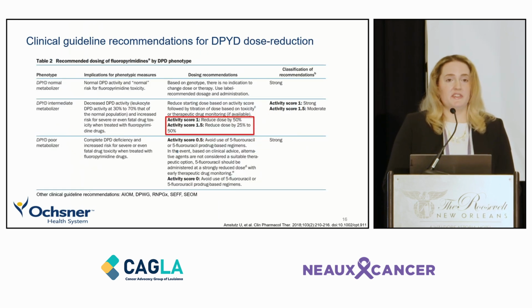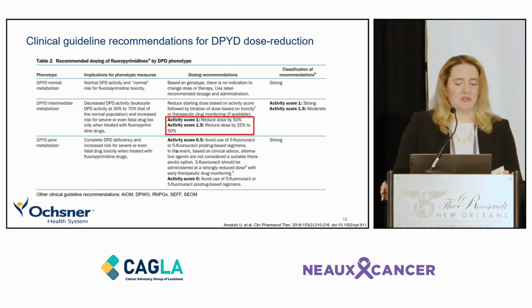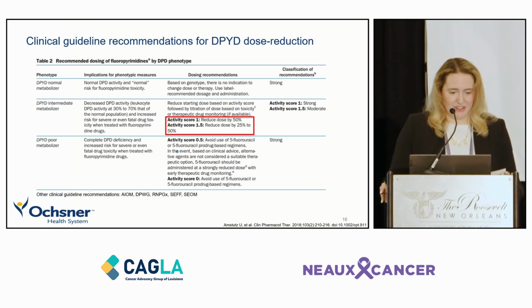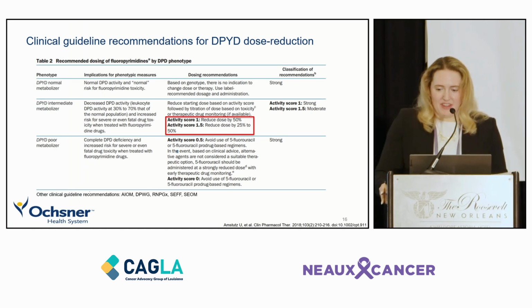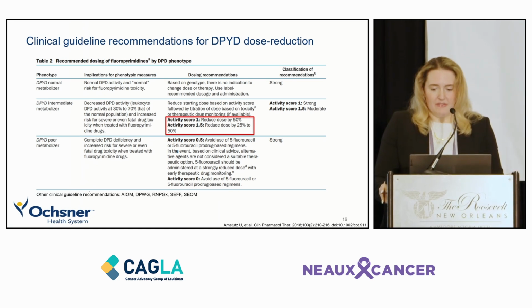And so this is our clinical guideline recommendations from CPIC. For those of us who aren't familiar, they are the Clinical Pharmacogenetics Implementation Consortium. They work on putting together freely available, peer-reviewed, evidence-based, and detailed clinical practice guidelines for various gene-drug pairs within pharmacogenomics.